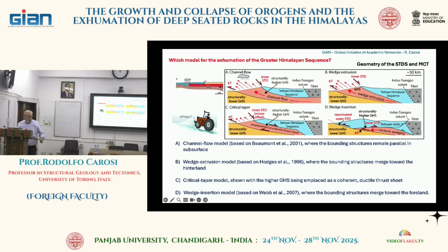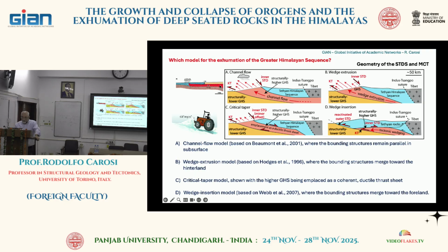Alexander Webb found a clip of the South Tibetan detachment very close to the main central thrust, so a few hundred meters or very few kilometers. So going from the inner part of the side to the other part, the thickness of the Greater Himalayan sequence decreases. But maybe something similar in Bhutan, because there is a clip of the Tibetan rocks very close to the main central thrust.